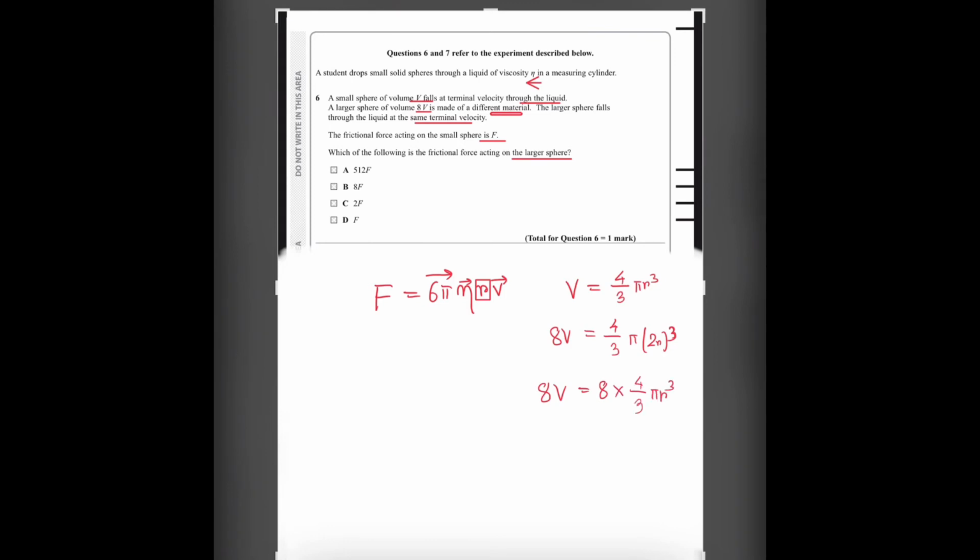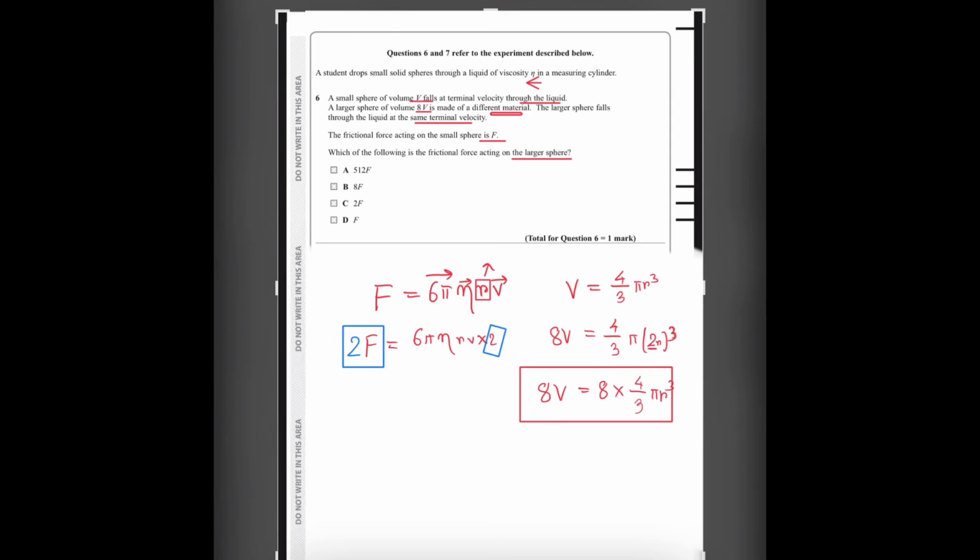So at the end these two should be equal. So the value of r would be 2 times. So if the value of r doubles, F equals 6 pi N R V, so with the 2 on this side, there will be a 2 on the other side. So this will be 2F for the new scenario. The answer to this question is C.